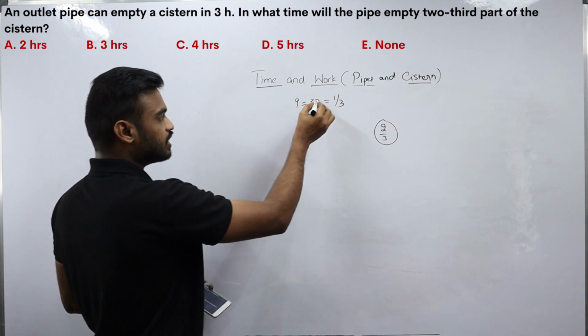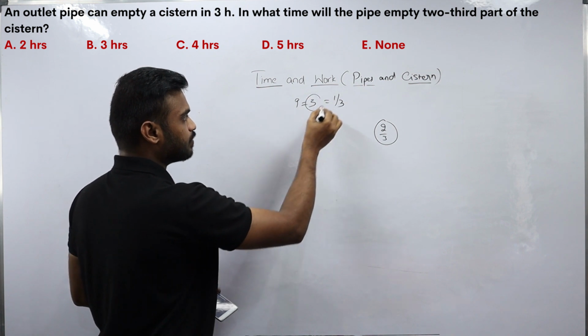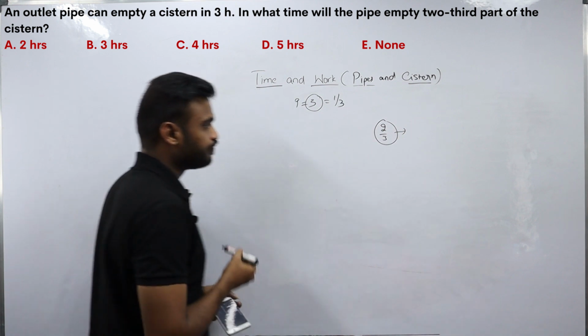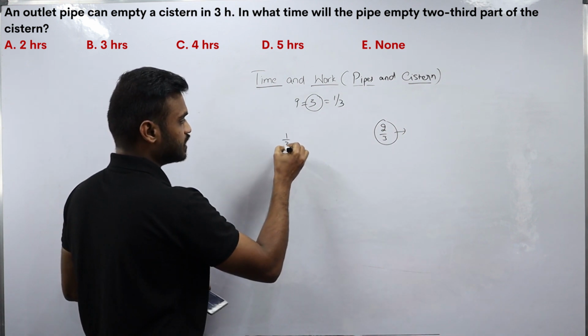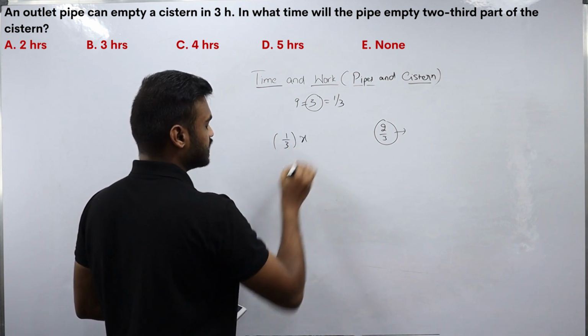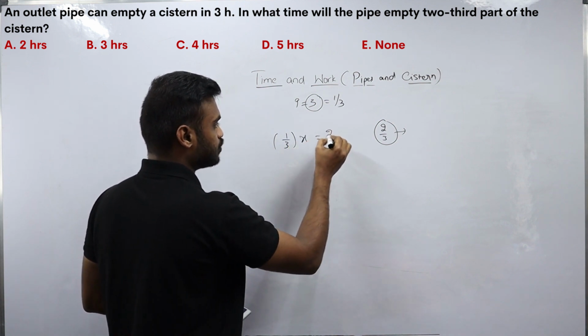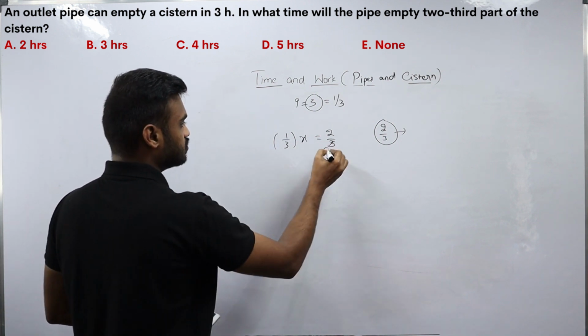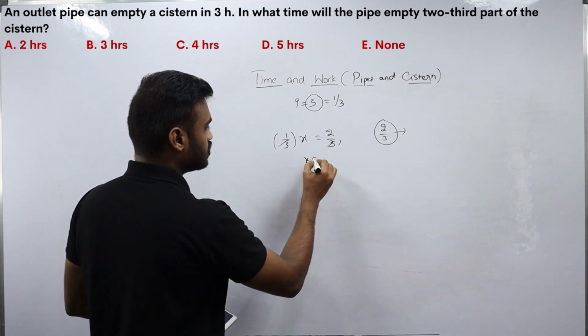Okay, now they are asking us to find out the time to empty the 2/3 part of the cistern. So this is the time taken to complete one part of the cistern, but they are asking for 2/3 part of the cistern. So 1 by 3 into, we don't know how much time is taken, so I am considering it as x hours, to complete 2 by 3 part of the cistern. So we can simply say 3 will be cancelled and x will be 2 hours.